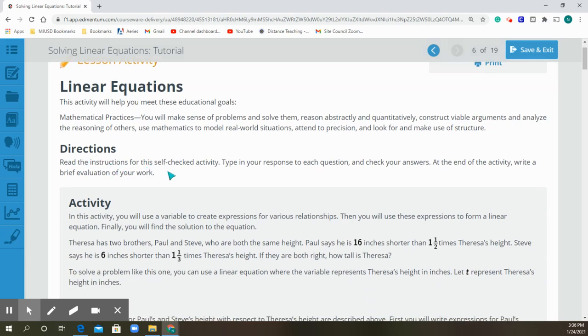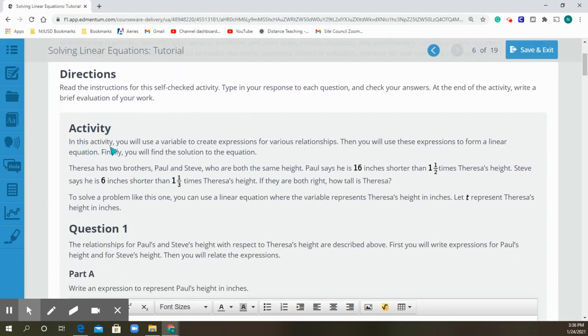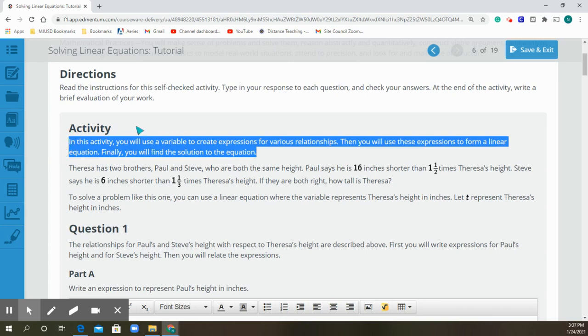Directions. Read the instructions for the self-checked activity. Type in your response to each question and check your answers. At the end of the activity, write a brief evaluation of your work. Activity. In this activity, you will use a variable to create expressions for various relationships. Then, you will use these expressions to form a linear equation. Finally, you will find the solution to the equation. So those are all the steps you're going to do throughout this. Each part is going to build up to that.